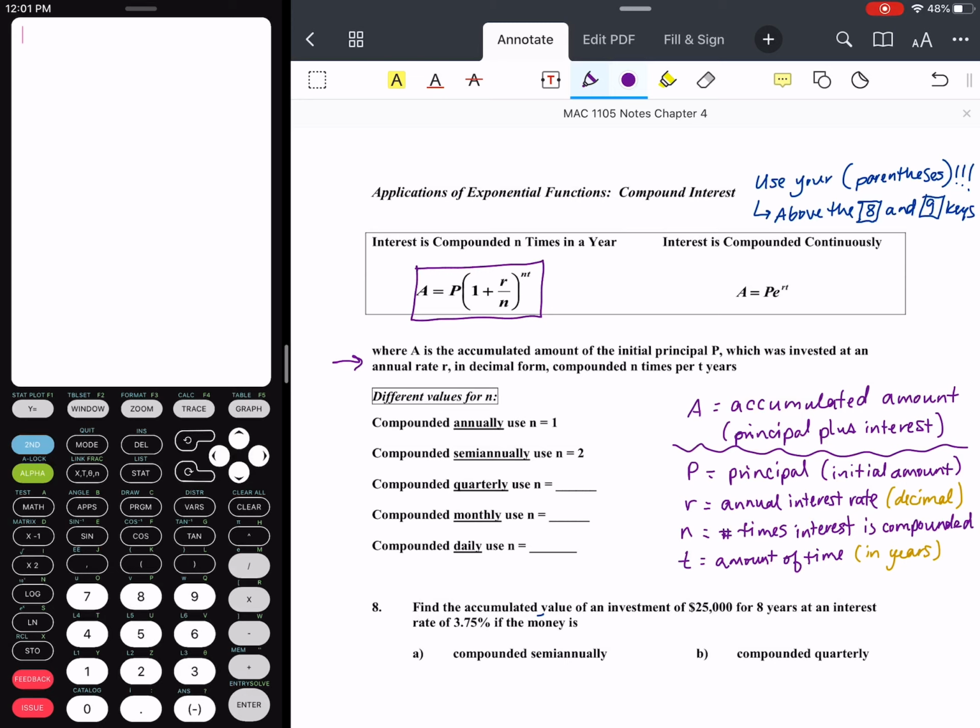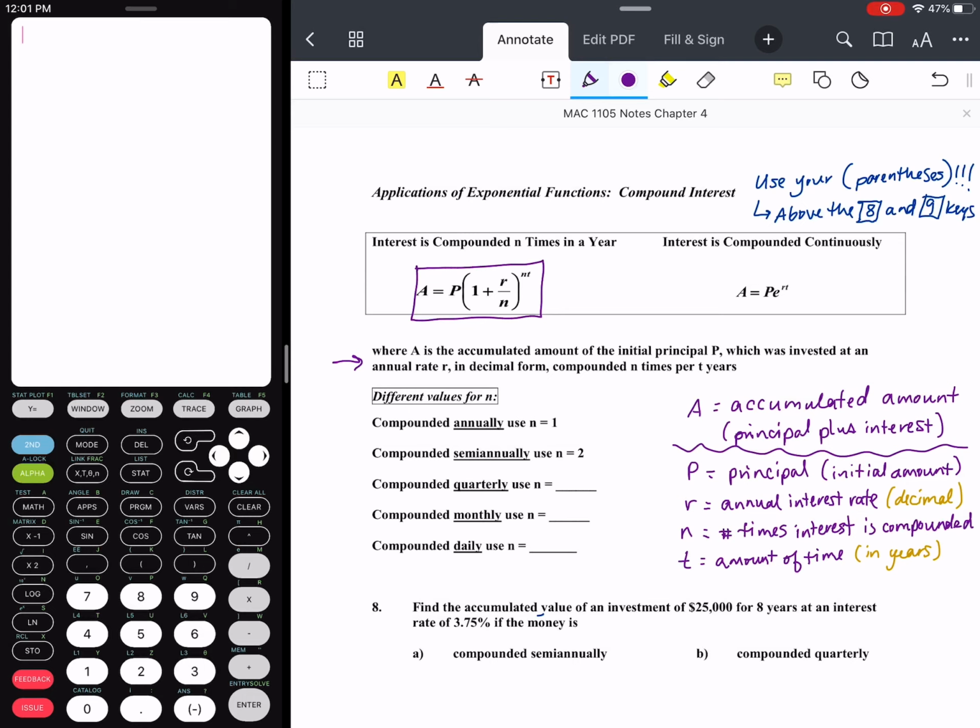n is the number of times your interest is compounded in a year. This one is kind of a weirdo, so we'll talk more about n in just a minute. t is the amount of time in years. So if they give you a problem where it's interest accruing over 6 months, that's half a year. So t would be 0.5, not 6. t would be 0.5 in that case.